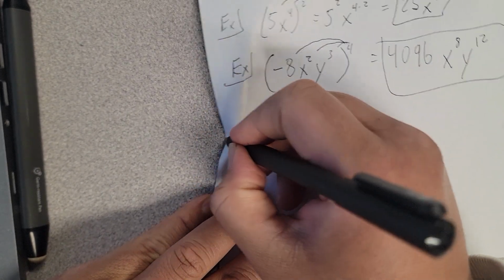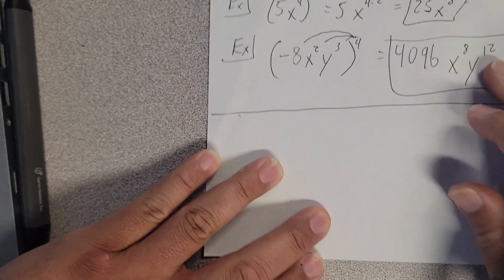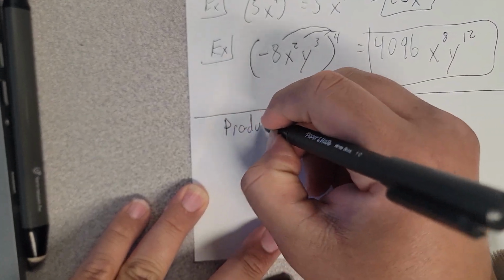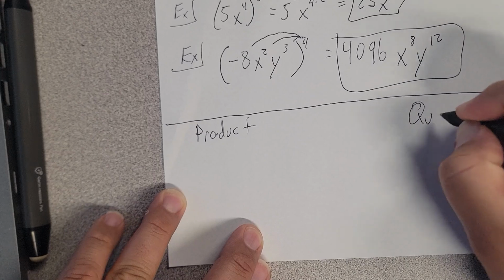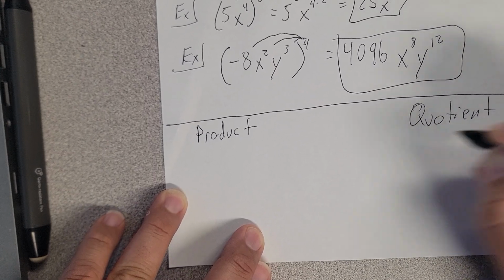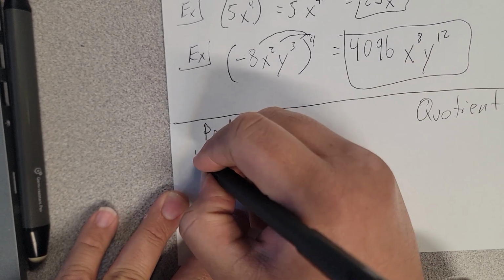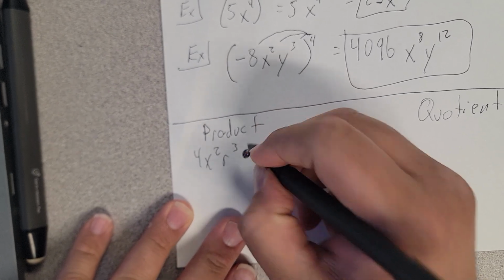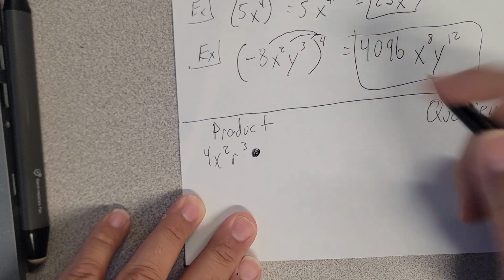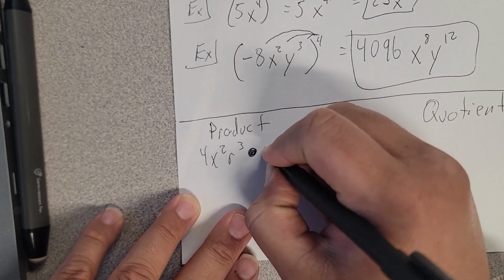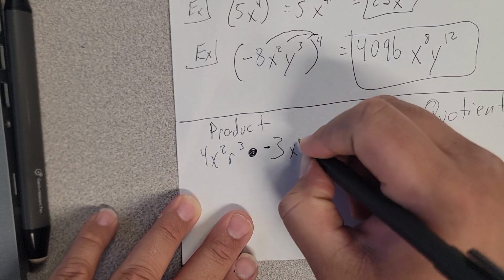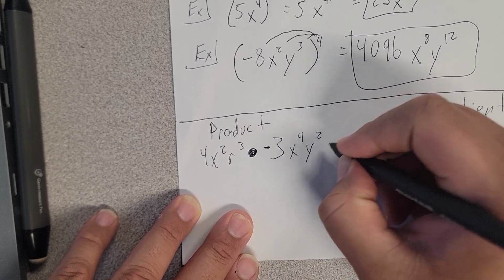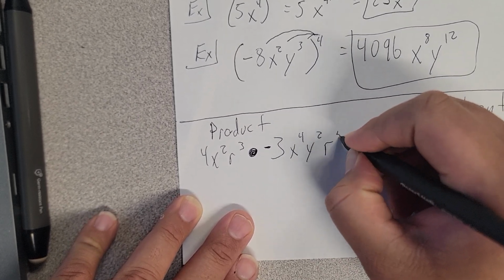Now for the X ticket, guys, you're gonna have the product rule and the quotient rule. So draw a line. I'm just gonna do a basic example so you remember. So write down product, and then write down quotient. Now for the product, 4x squared r to the 3rd times, the product is when you see multiplication, okay? Let's do -3x to the 4th power, y to the 2nd power, r to the 5th power.